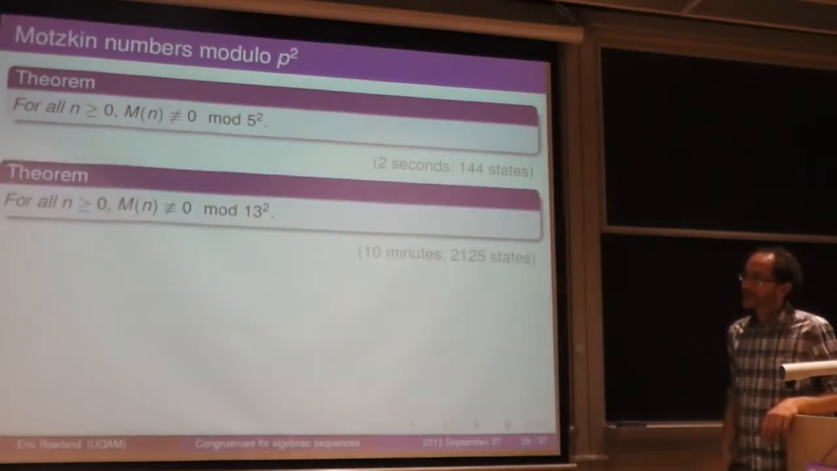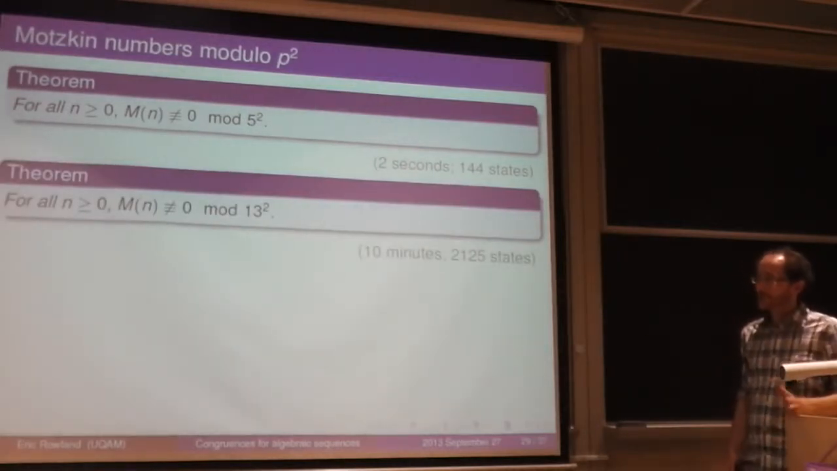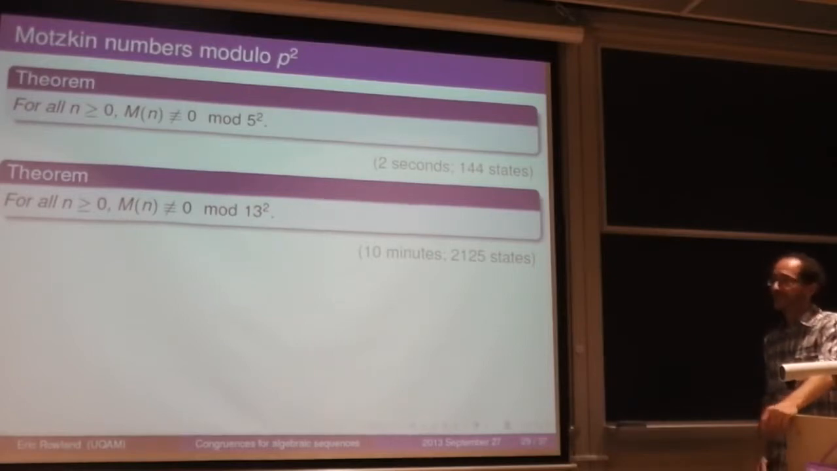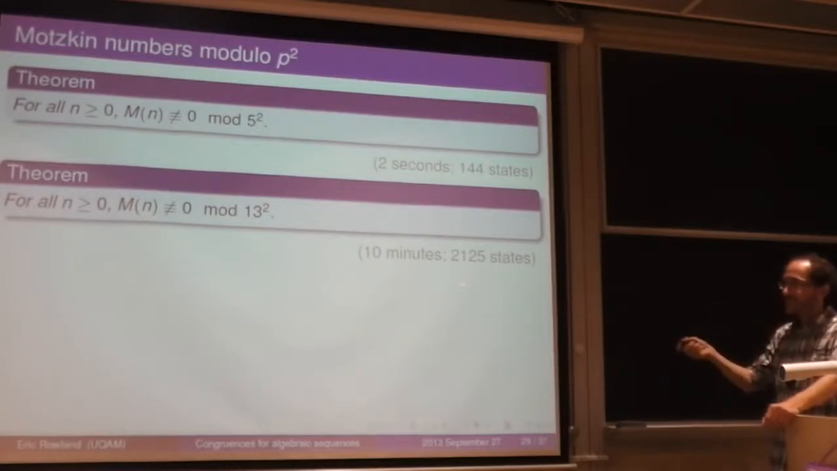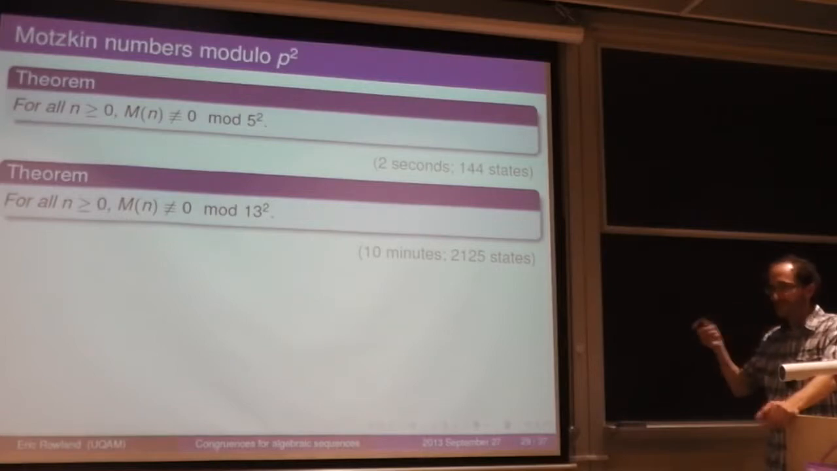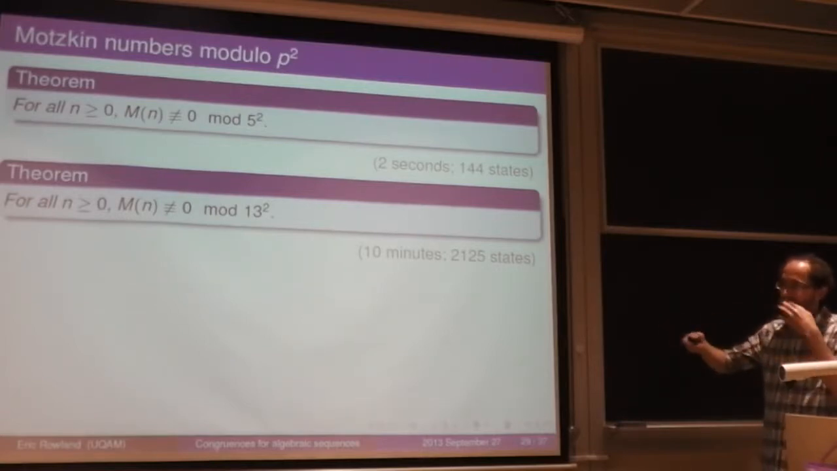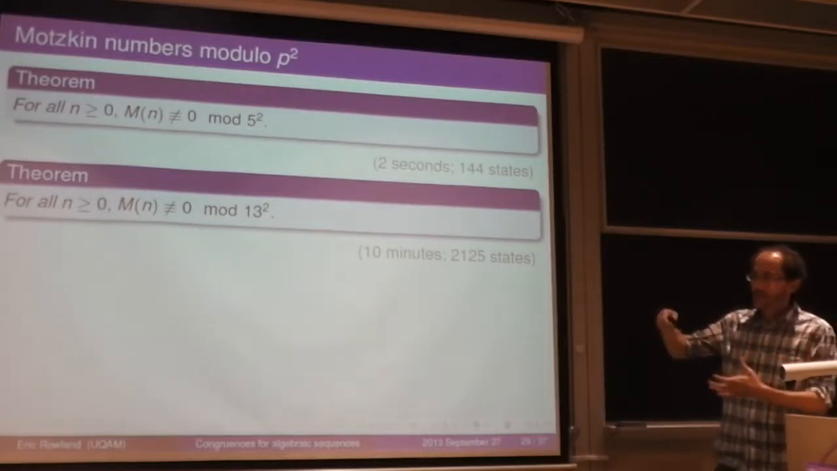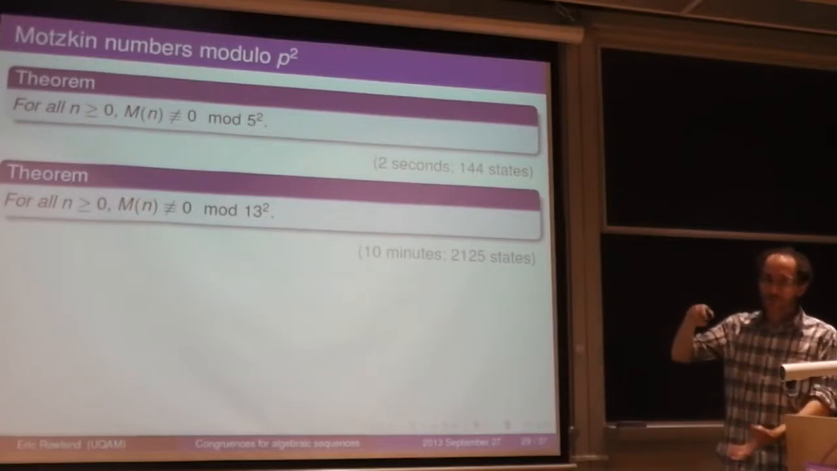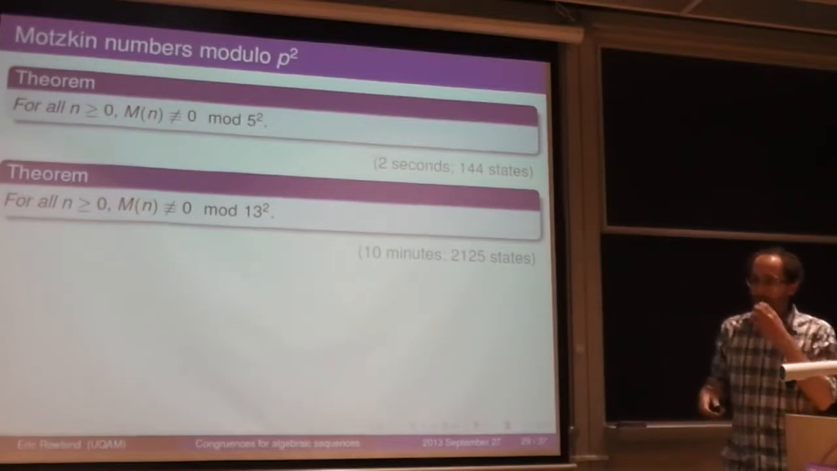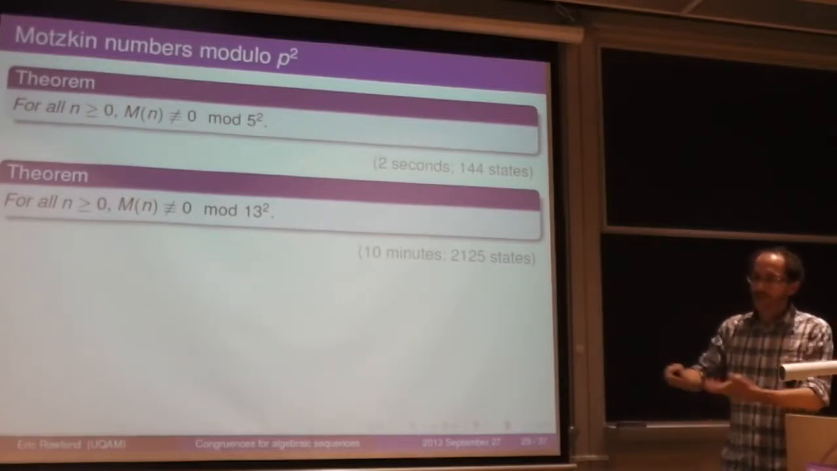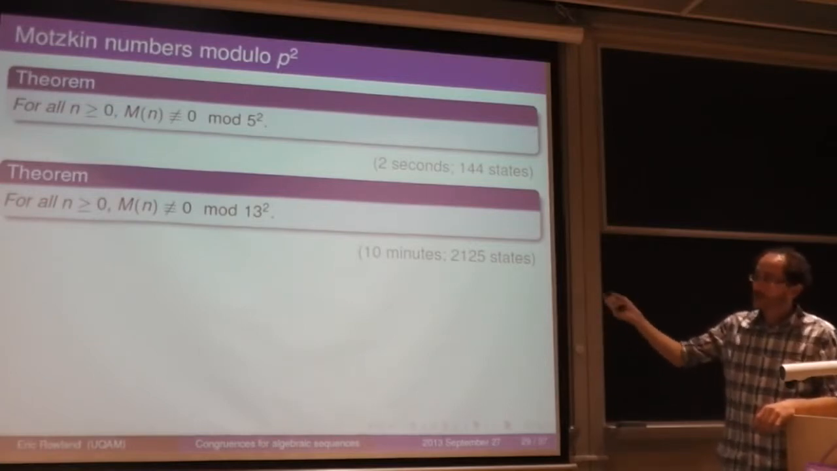I pushed it to higher primes. It turns out that no Motzkin number is divisible by 13 squared either. This took about 10 minutes, and I should say that the first time I ran this code, it ran for 3 days and I aborted it. So this code has been somewhat optimized. You want to be careful about representing each state as a rational function in two variables, and the denominators are a fixed power of q.